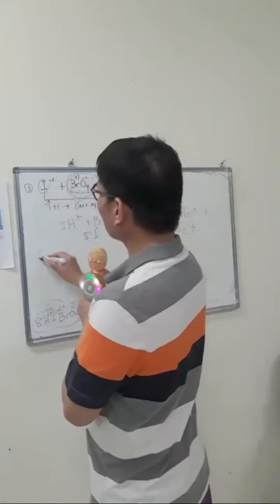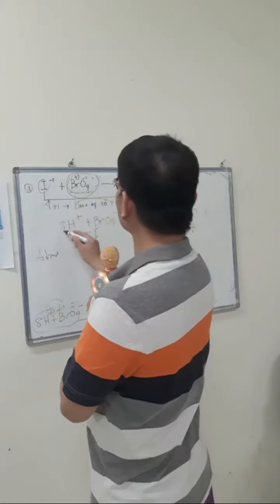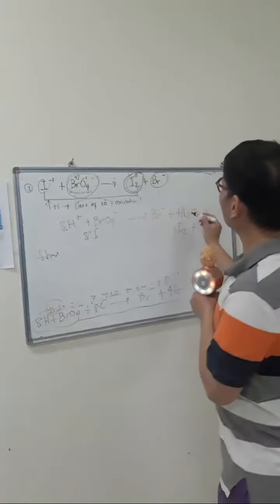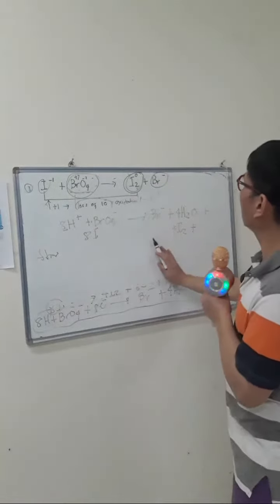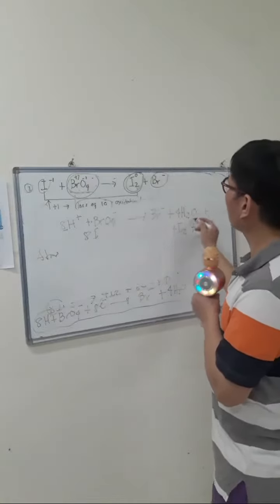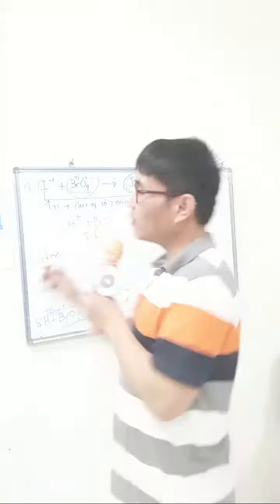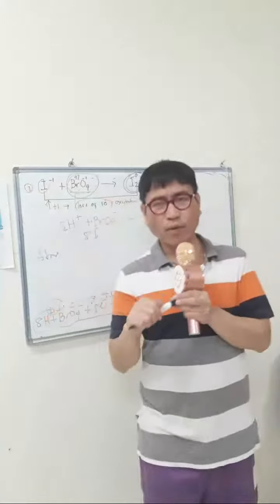First, atoms. 8 hydrogen. 8 hydrogen, 4 times 2. Bromine, 1 mole. Bromine also 1 mole, right? Oxygen 4. Oxygen 4 is also balanced. So perfect. Atoms on both sides are perfectly balanced.